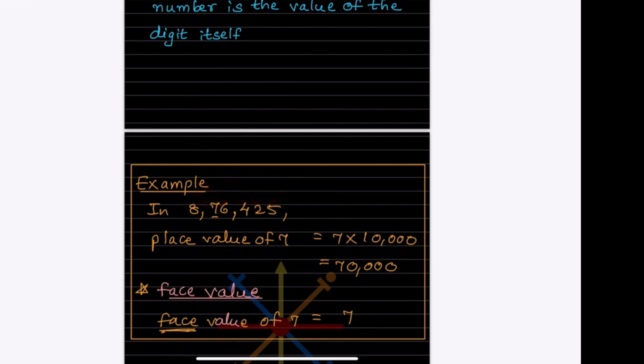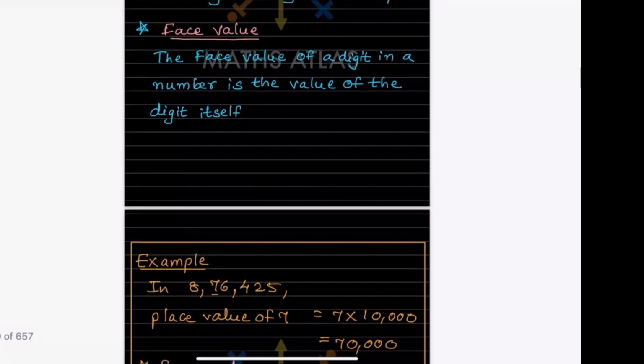So what are we going to do? We are going to write this digit 7 and you are going to multiply it by 10,000. So what do we get over here? 7 into 10,000 is going to be 70,000. So here the place value of 7 in this number is 70,000. Okay. And this was something about the place value.